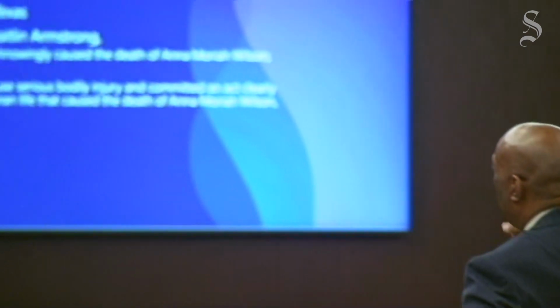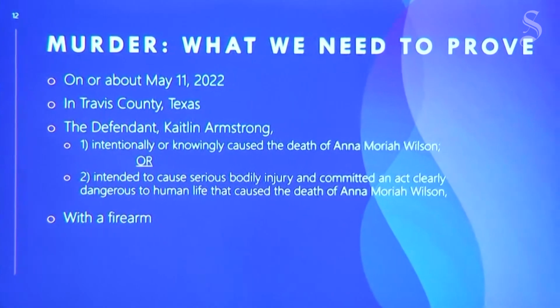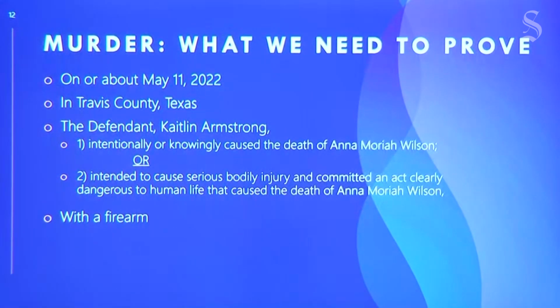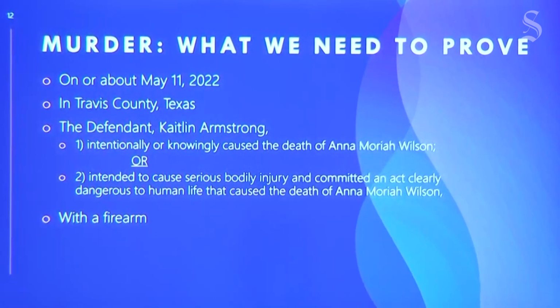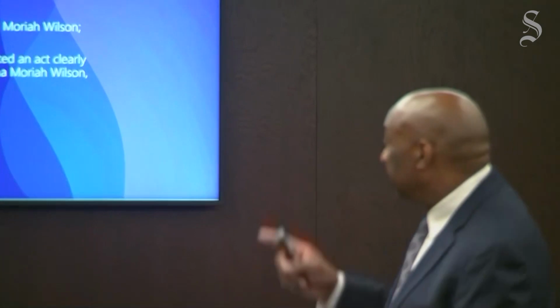So, this is what the state has to prove. Right here, on or about May 11th. I think we're getting a lot of evidence about what day it happened. In Travis County, Texas. We've talked about from the detective that this happened in Travis County. That the defendant, Kaitlin Armstrong, intentionally or knowingly caused the death of Anna Mariah Wilson or intended to cause serious bodily injury and committed an act clearly dangerous to human life that caused the death of Anna Mariah Wilson with a firearm. I believe the state has met that burden. I think we've proved all them elements, and I believe we have proved them beyond a reasonable doubt.